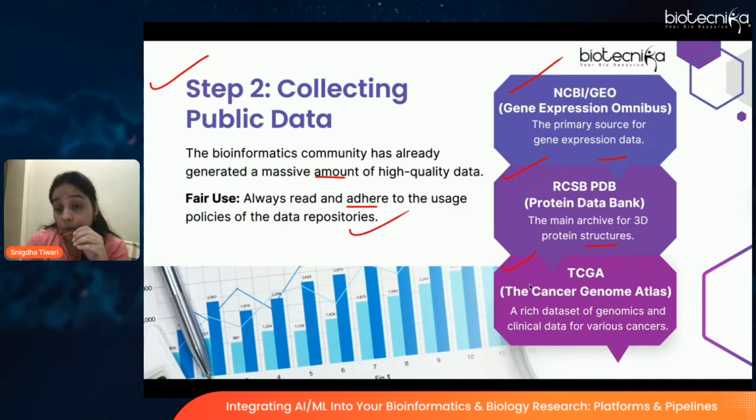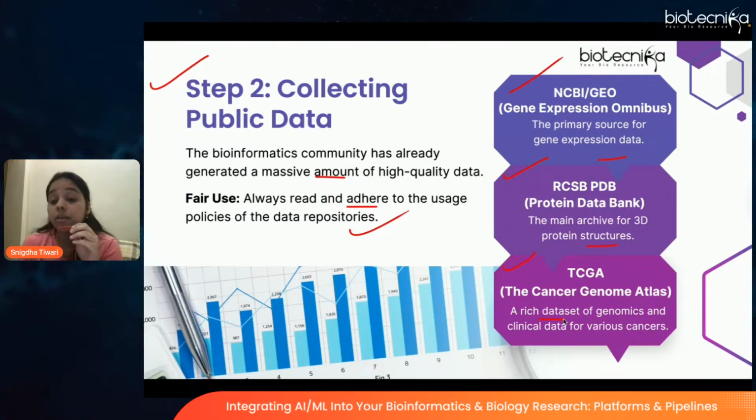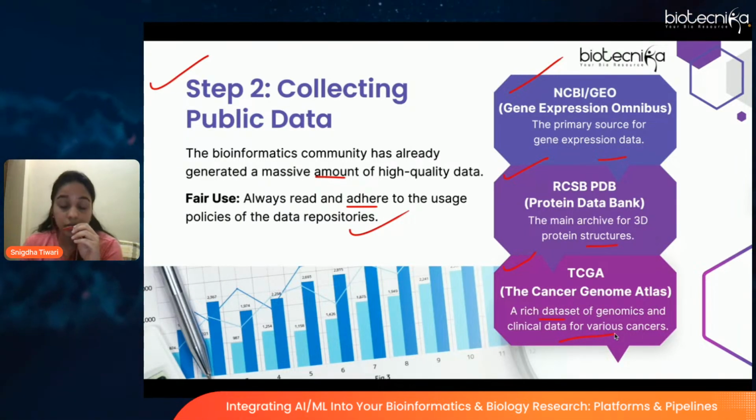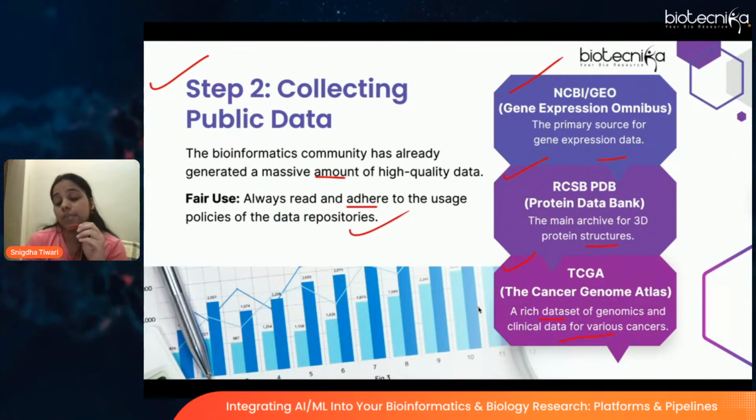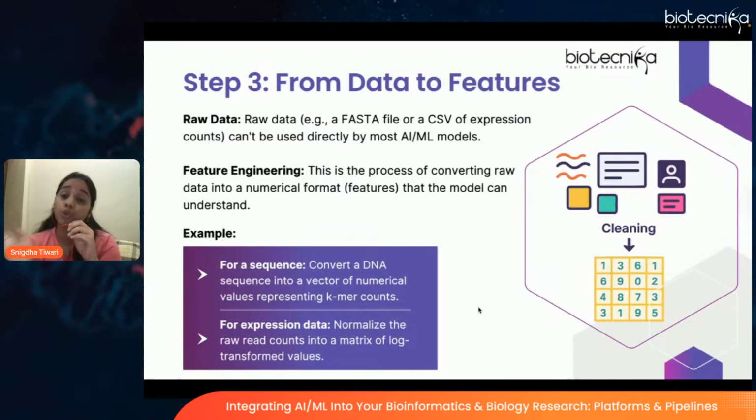Talking about TCGA, this is a rich dataset for genomics and cancer clinical data for various cancers. There is a lot of clinical data available for oncological developments and cancer studies and all of that. So collecting public data and knowing where to reach it is important. Where to pick it up from is one of the very important questions, and one should know that.